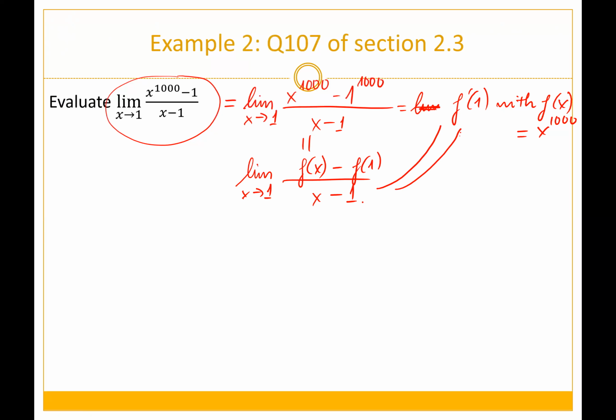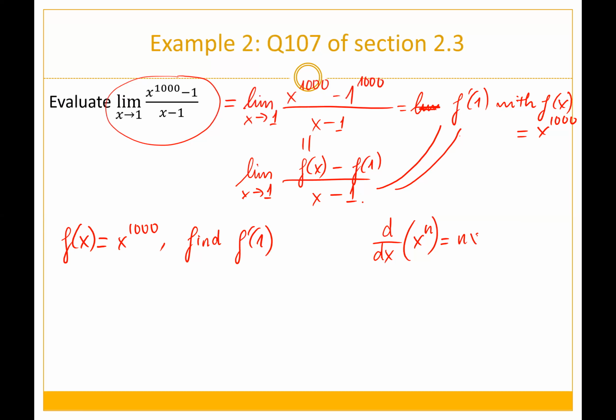And so now we already have f of x is x to the 1000, and we want to find f prime of 1. And so what we do is that we're going to use the rule of d over dx of x to the n, or basically the derivative of x to the n is n multiplied by x to the n minus 1, with n belonging to R. And so we have here f prime of x is 1000 times x to the 999.